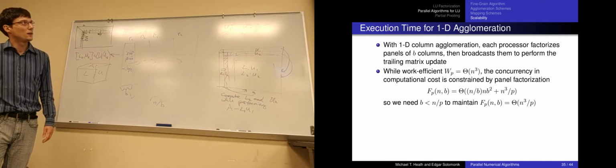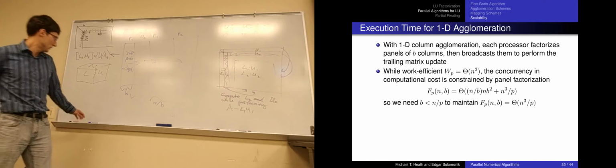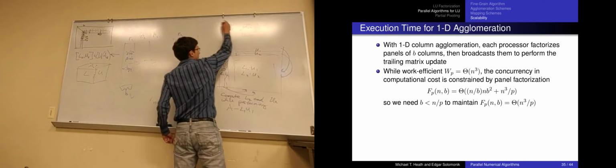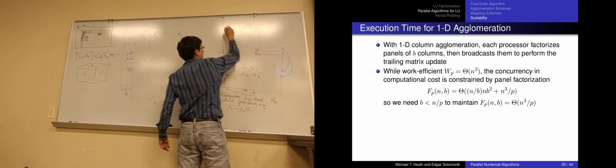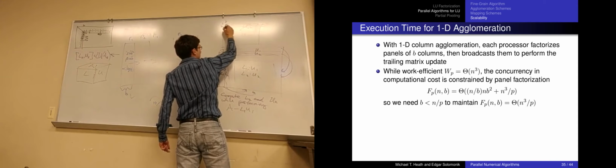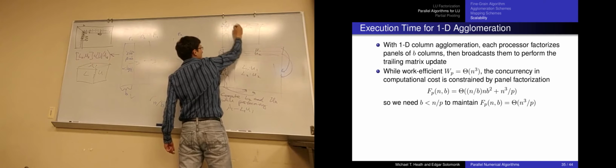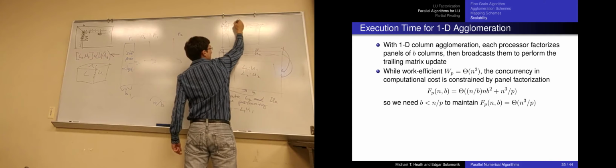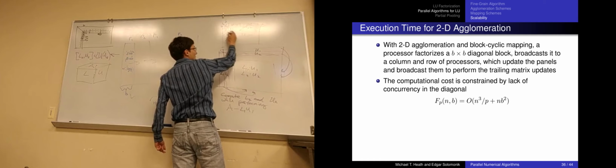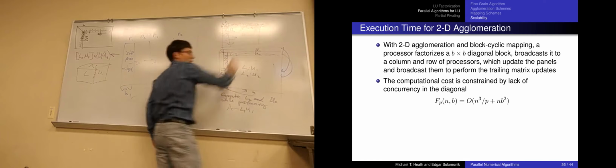Okay. So now we can study the execution time for 2D agglomeration, where we now perform the algorithm that we really spent more time talking about, where we have a B by B block. We perform factorization here, we broadcast this here, we broadcast that there. We do these factorizations, then we take whatever partitioning we have over here, do these broadcasts, and then perform these updates.